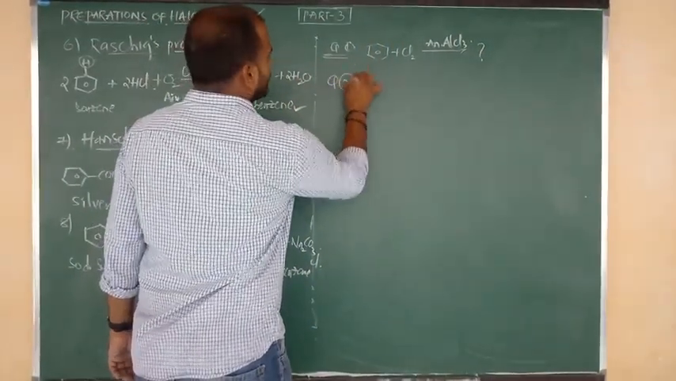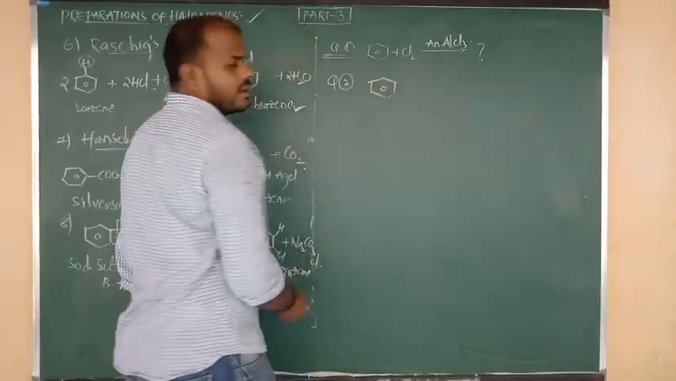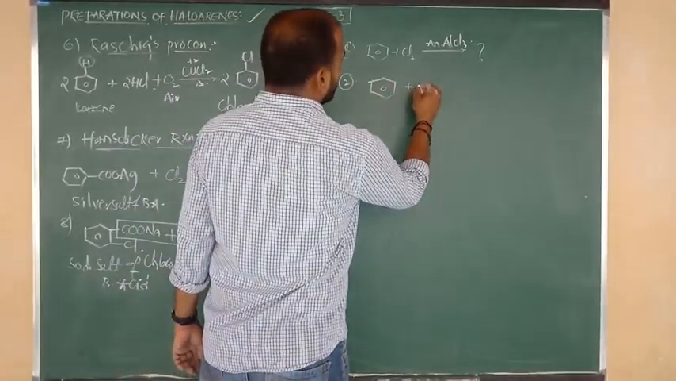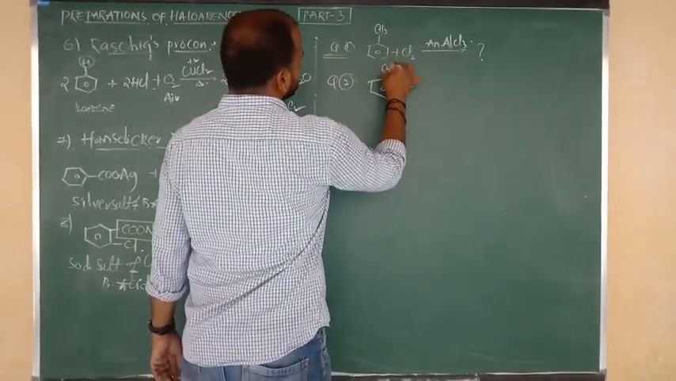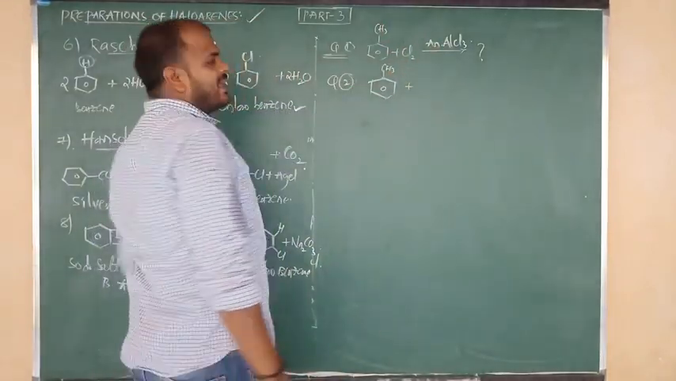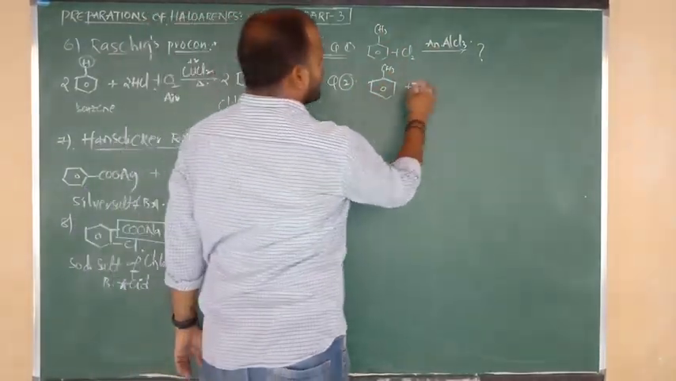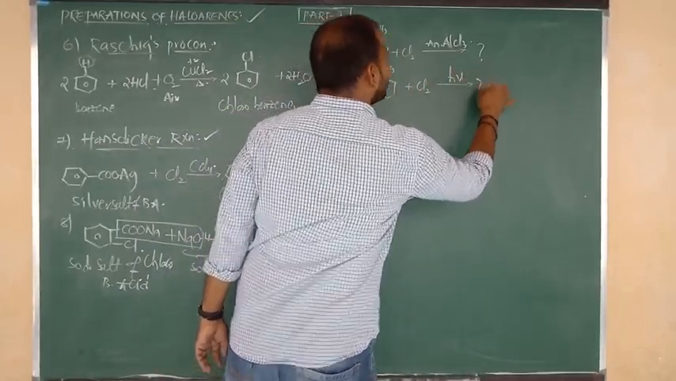Next, question number two. Again, same thing, but instead of benzene I am going to take toluene. Toluene on reaction with Cl2 in presence of AlCl3. Here also, toluene on reaction with Cl2, but here the condition is sunlight.